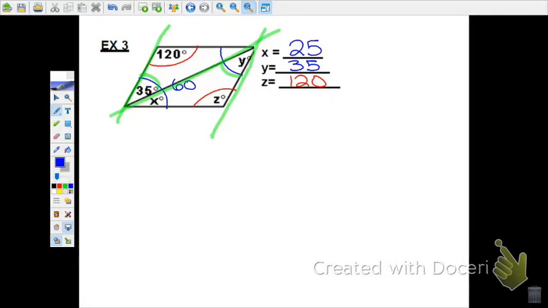So we were using a variety of those properties to help us find those missing pieces. So those are the properties of parallelograms that we will be using.